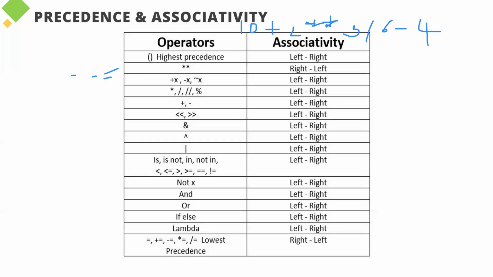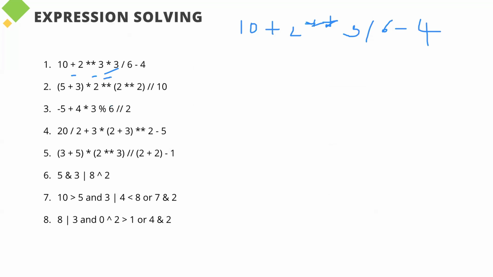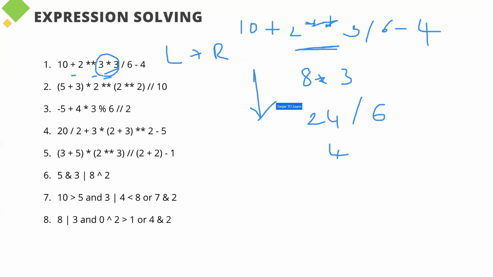So let's execute now. So first 2 power 3. 2 cube is 8. So 8 into 3, 24. Multiplication is done as we are moving from left to right, and then division. 24 divided by 6 is 4. So we'll write down here 10 plus 4 minus 4.